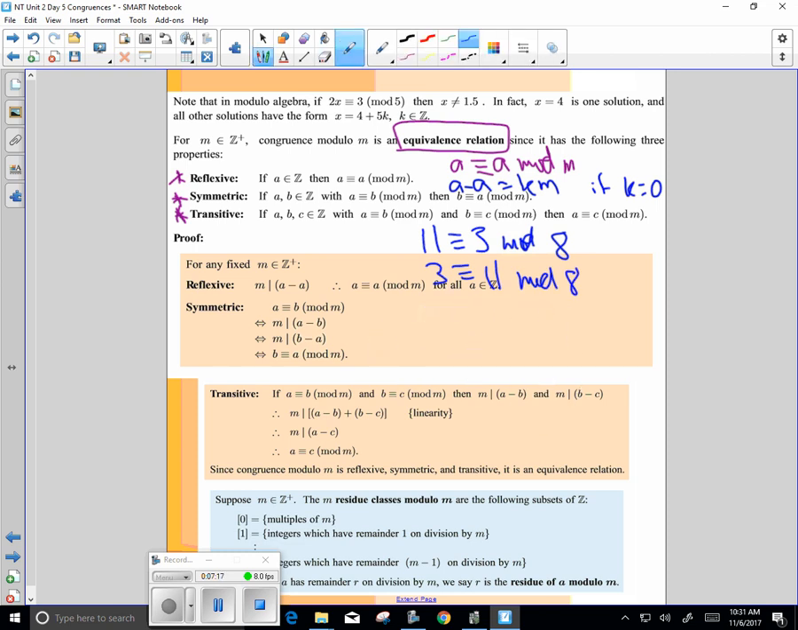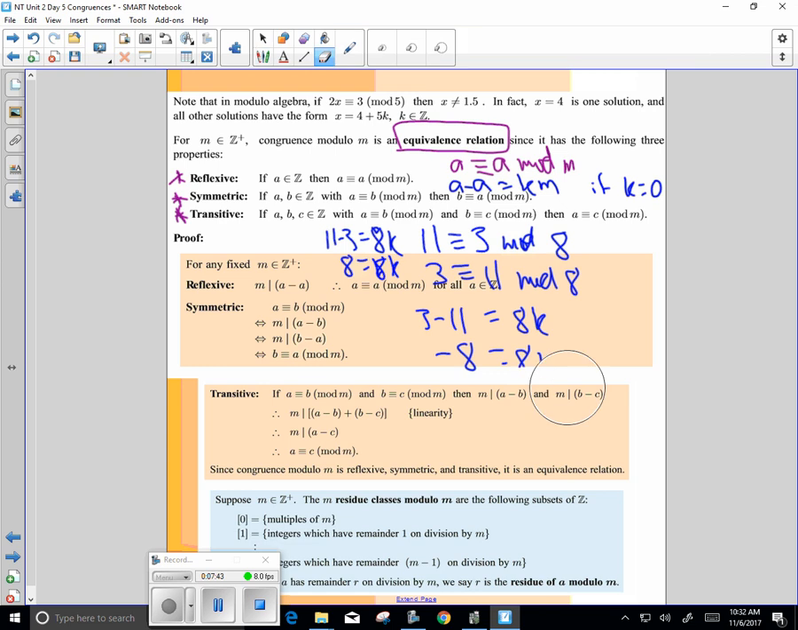Yeah, look at this. If you go 3 minus 11 equal to 8 times k, this is equal to what? Negative 8. So that works. What is it up here when we go 11 minus 3? Is that equal to 8 times k? What would k have to be this time? 1. So it works either way.